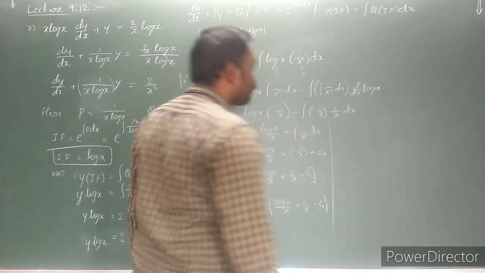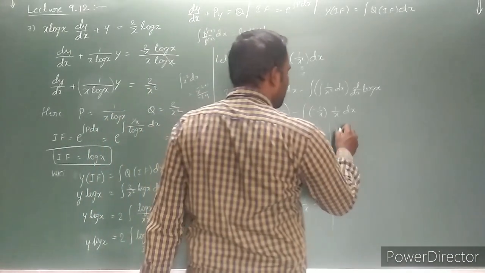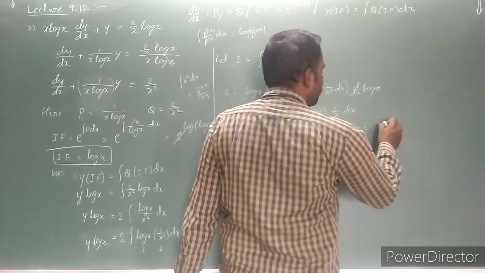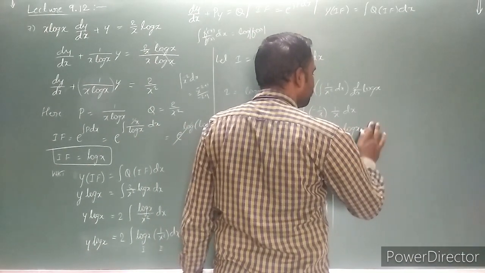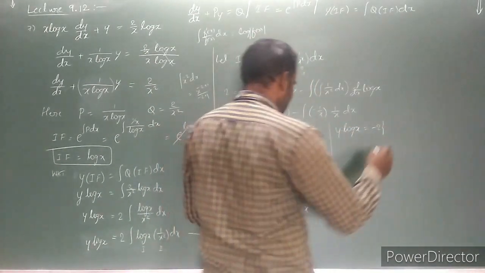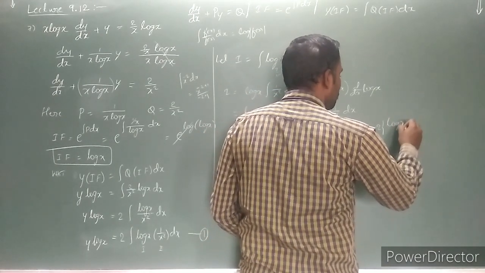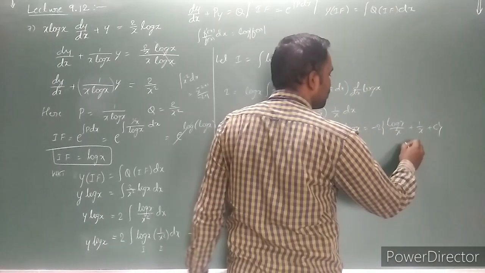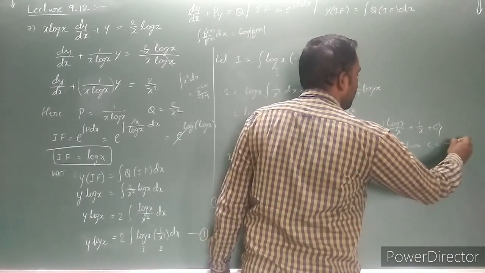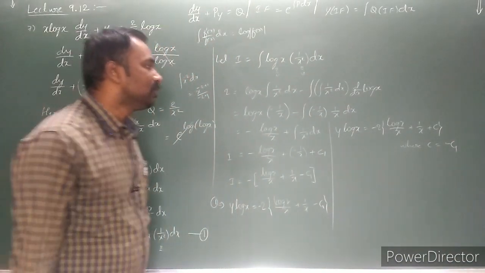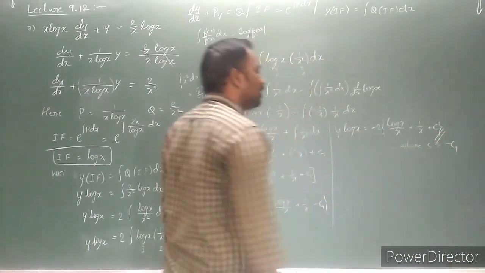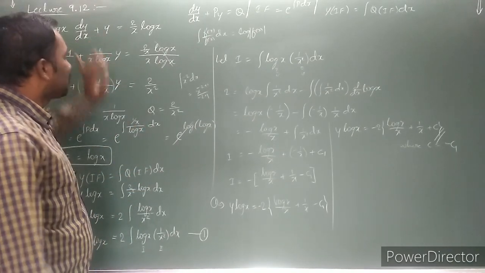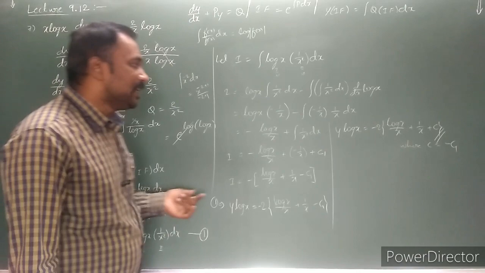Now again multiply this one. So y into log x is equal to minus 2 into log of x divided by x plus 1 by x plus c, where c is equal to minus c1. This is the required general solution of the given differential equation. This particular rule is repeated most of the time in the examination.